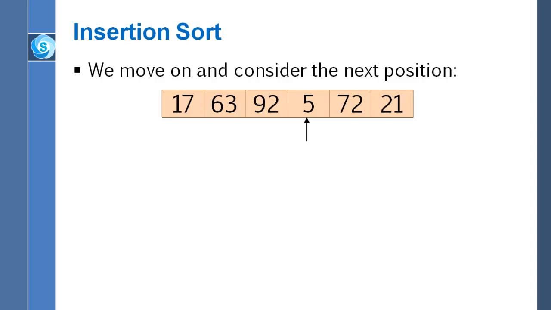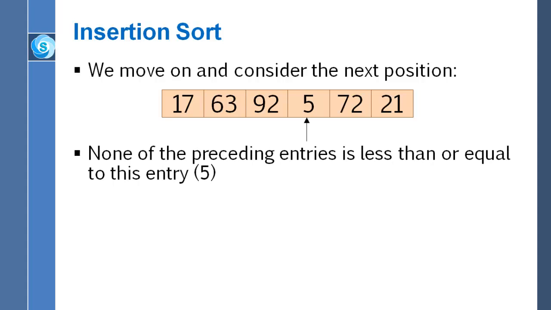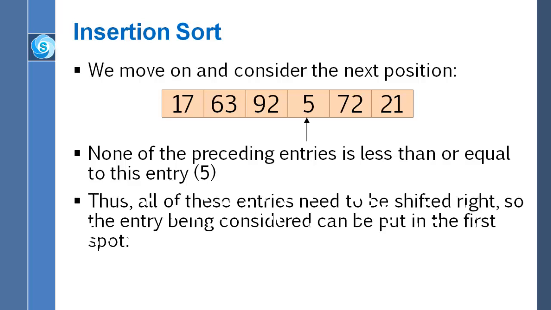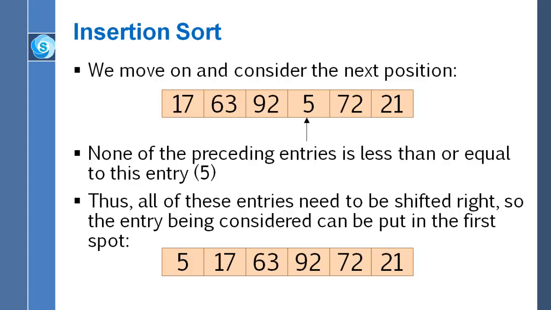Now that we've shifted all three of those numbers to the right, we've freed up the location at the beginning of the array, and we simply copy from the variable where we put the number 5 to the first position. Here it is again. Just like that. We don't actually see the shifting taking place in this visualization, but there it is.